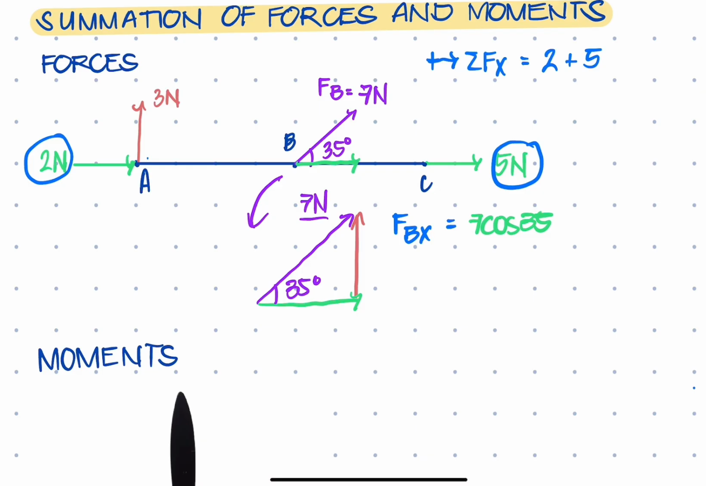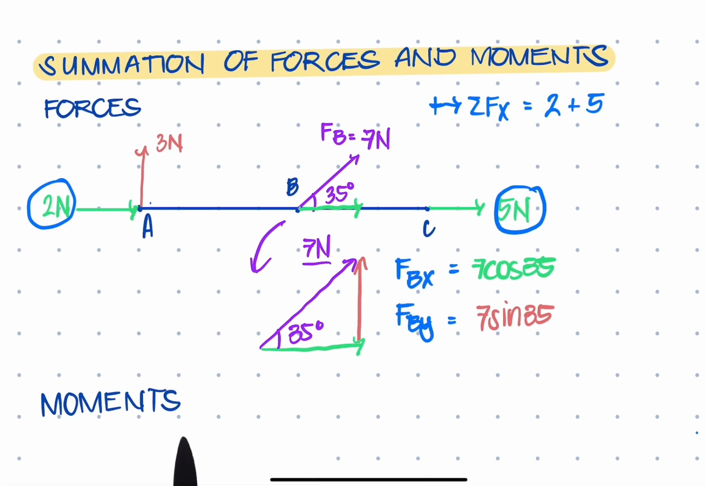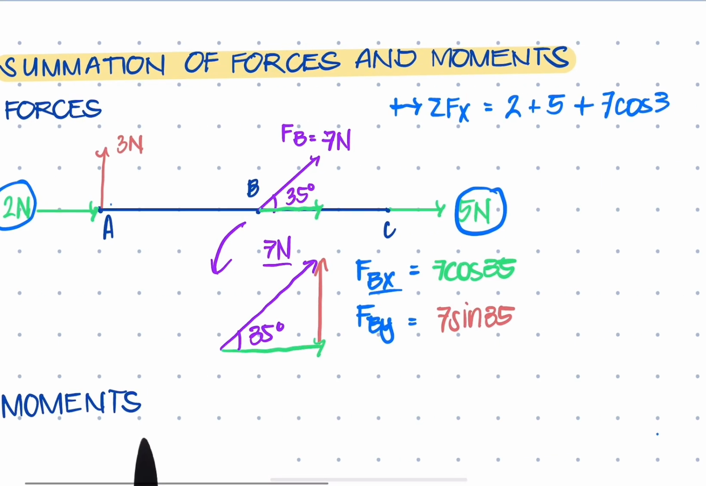Dahil nandito na tayo, kunin na rin natin yung component ng FB na nag-act along the y-axis. And that is equal to 7 sine 35. Oops, ibahin ko yung kulay. 7 sine 35. Okay. Ngayon na nakuha na natin sila, pwede na natin i-plug in yung x component dito sa equation natin. Plus, tapos dahil nakikita natin na papunta rin naman sa right, yung x component nung force acting at point B, positive din siya. At isusulat natin siya ng 7 cosine 35.